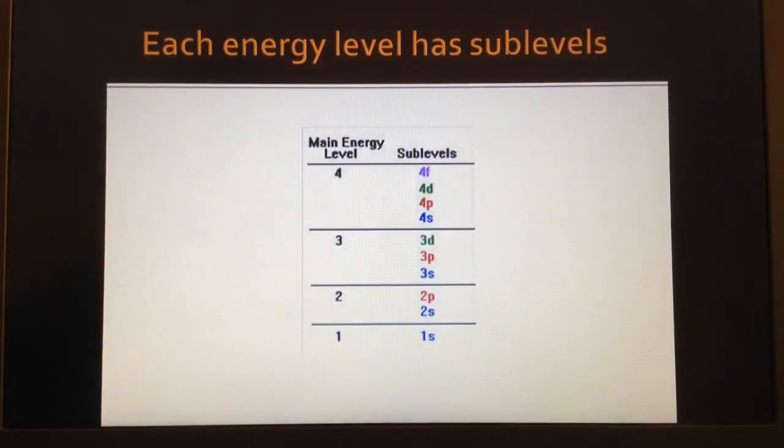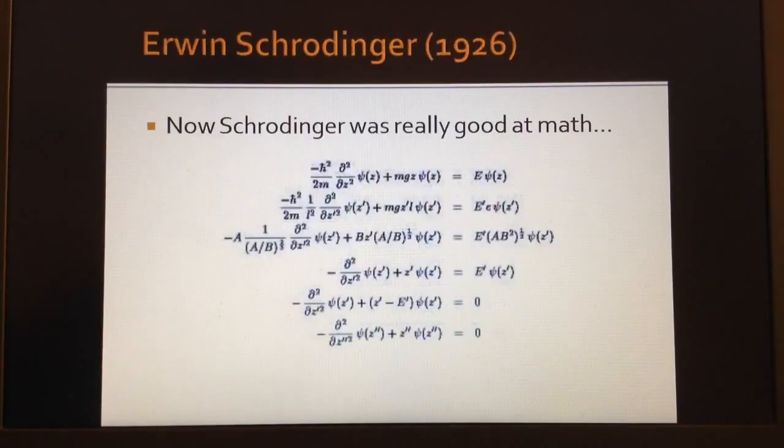He proposed that each energy level actually has sublevels. So the first energy level has only 1 sublevel, the second energy level has 2 sublevels, the third energy level has 3, and the fourth has 4, and so on and so forth. The sublevels are noted by the letters S, P, D, and F. So the first sublevel is S, the second is P, the third is D, and the fourth is F. So what are sublevels?